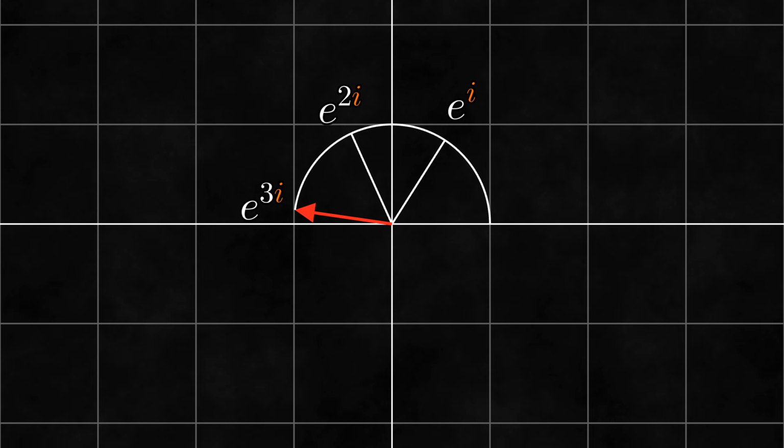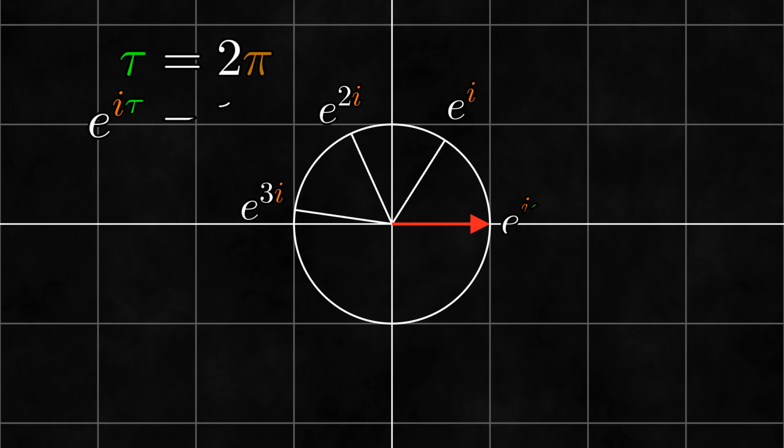At some point, e to the ix equals 1 again after going one full turn around the unit circle. Well, we know that the circumference of the unit circle is tau, which is equal to 2 pi in case you're not familiar with tau, so e to the i tau equals 1. We can also find a few other notable values of the complex exponential function.